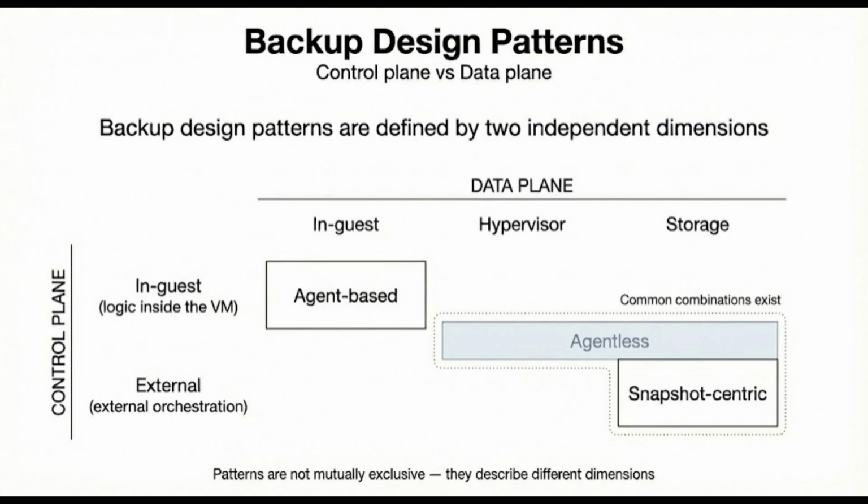Agentless and snapshot-centric are not opposites. An agentless backup can absolutely be snapshot-based, and many real designs combine the two. Once you separate these two dimensions, backup design becomes much easier to reason about, because each dimension comes with its own constraints and risks, especially on the KVM side.